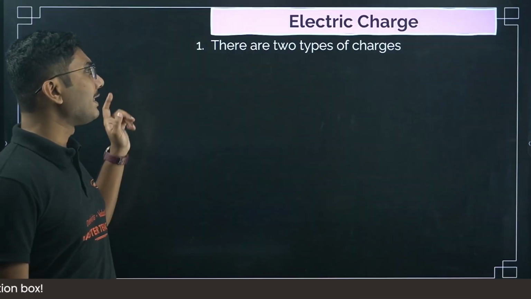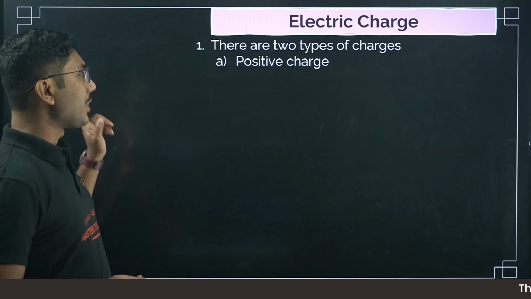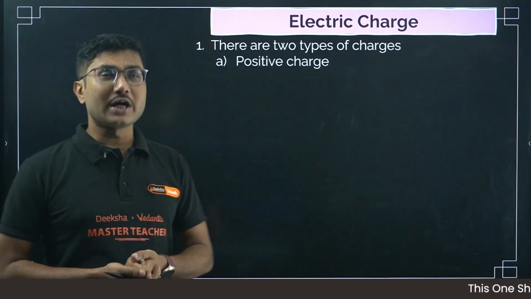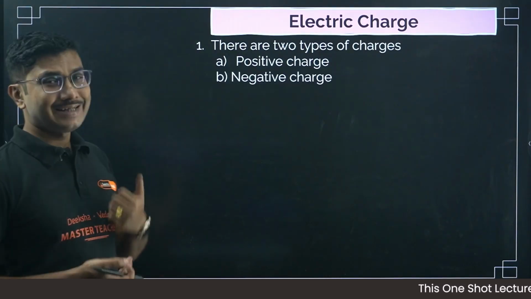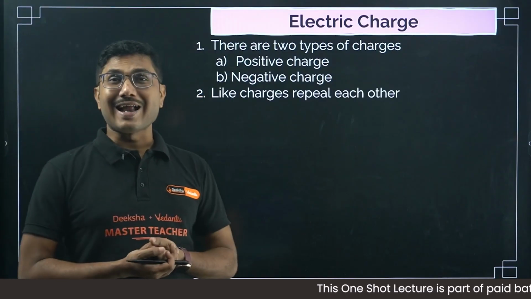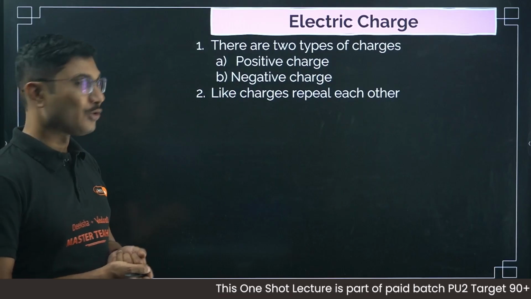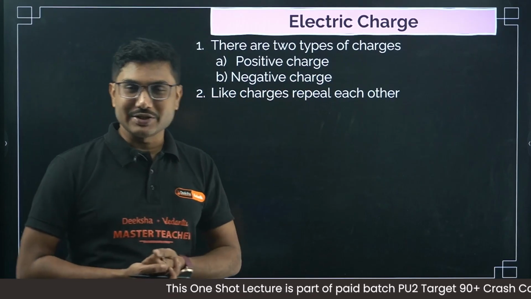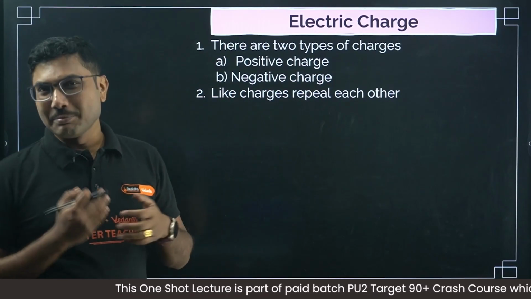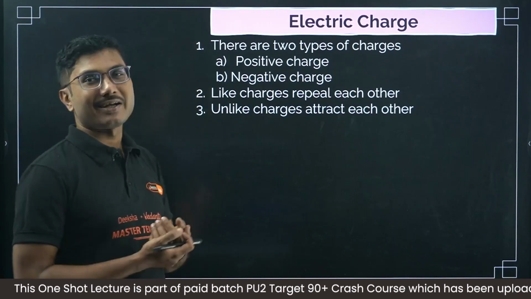So we know that there are 2 types of charge present in nature. What are those 2 types of charge? One is positive charge and another is negative charge, right? Now what else? We also know that like charges attract each other. Is it? No. Like charges repel each other, and unlike charges attract each other.